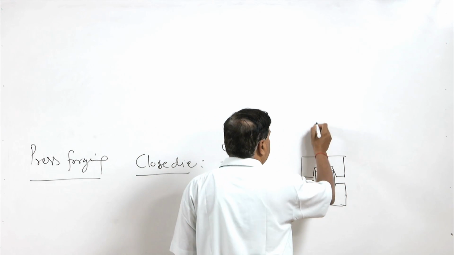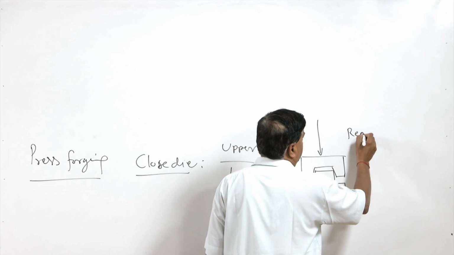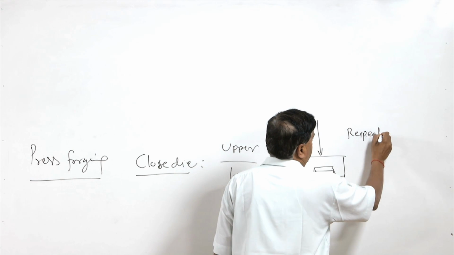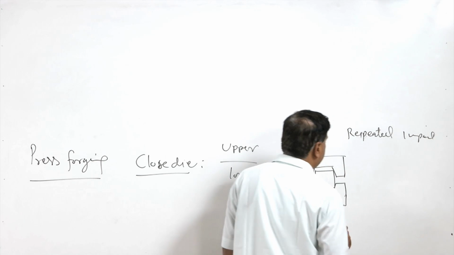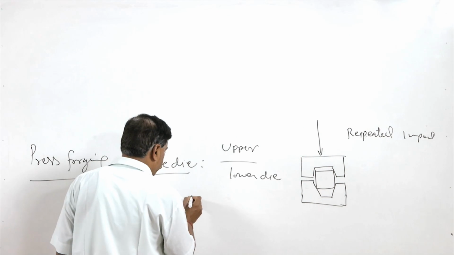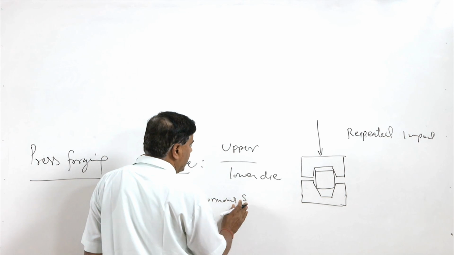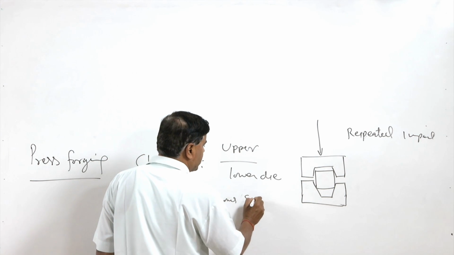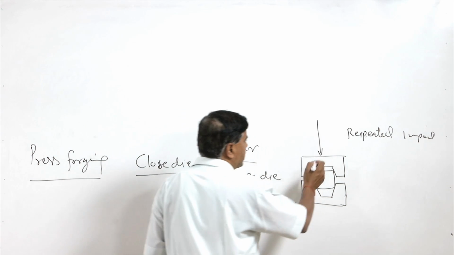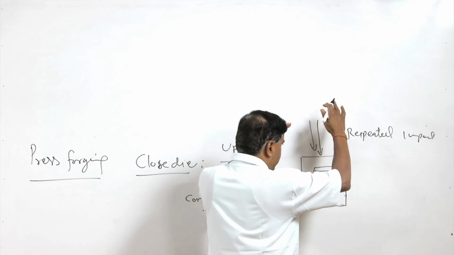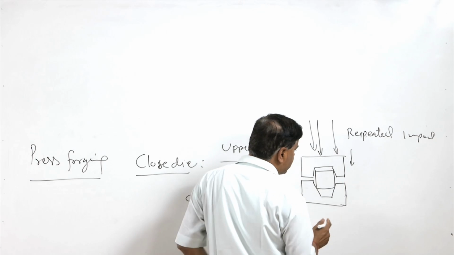So what we do, in the earlier case, in drop forging, repeated impacts were applied through the upper die, but in this case continuous, increasing pressure performs the squeezing action. Once the pressure starts to build up, the upper die is moved continuously until the dies are closed.